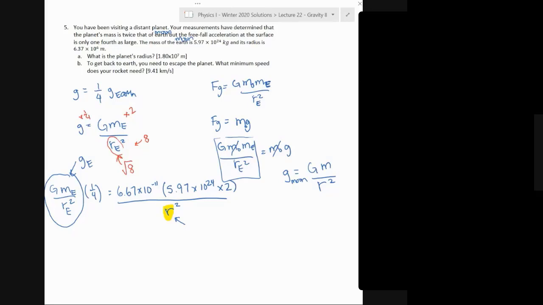Okay, so we're going to move on to B. To get back to Earth, you need to escape the planet. What's the minimum speed that your rocket needs? So what are we looking for? What is that called, that variable? You're trying to escape a planet. We're looking for speed. Yeah, escape speed. So this was all part A. For part B, we're looking for V escape.